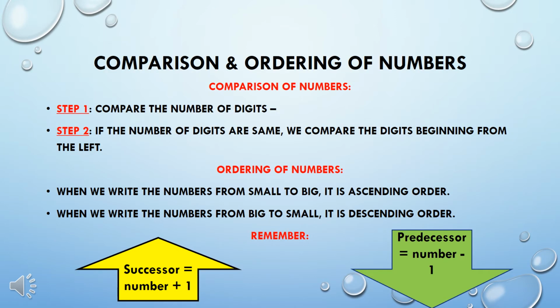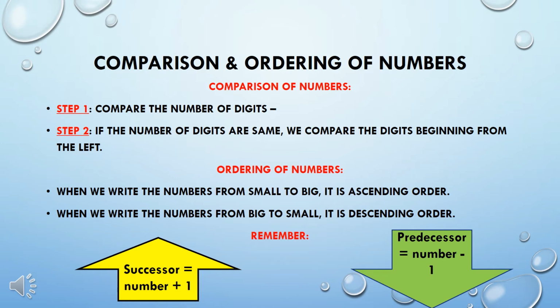Children, now let us revise the concept of comparison and ordering of numbers. Suppose we have to compare two numbers. The first step, compare the number of digits. Second step, if the number of digits are same, then we compare the digits beginning from the left. I repeat, if the number of digits are same, we will compare the digits beginning from the left.